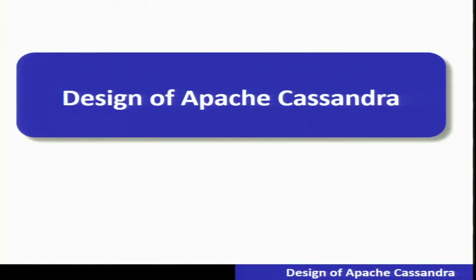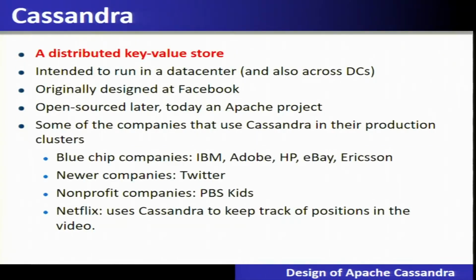Let us go and see the design of Apache Cassandra. Apache Cassandra is a distributed key value store. It is intended to run in a data center, also called DC, and Cassandra was originally designed at Facebook. It was open sourced later, and today it is a very important Apache project. Companies that use Cassandra in production clusters include blue chip companies like IBM, Adobe, HP, eBay, Ericsson, newer companies like Twitter, and non-profit companies like PBS Kids. Netflix uses Cassandra to keep track of positions in the videos.